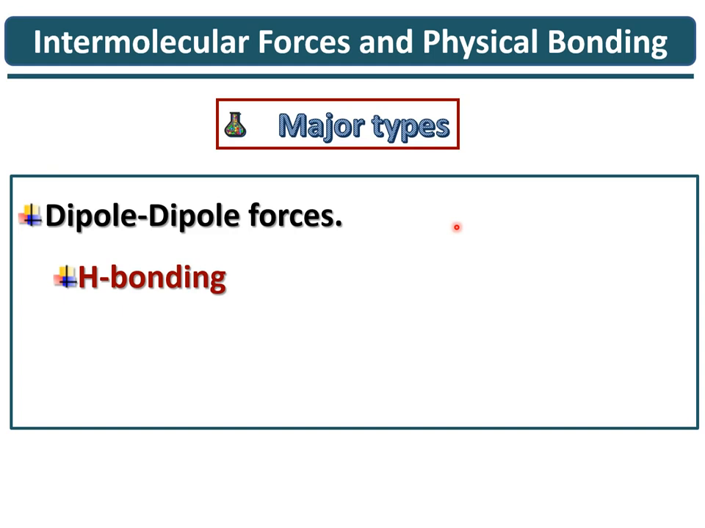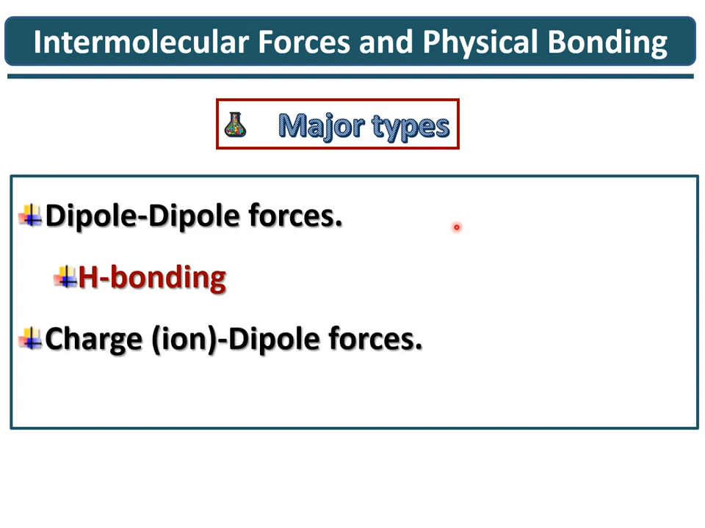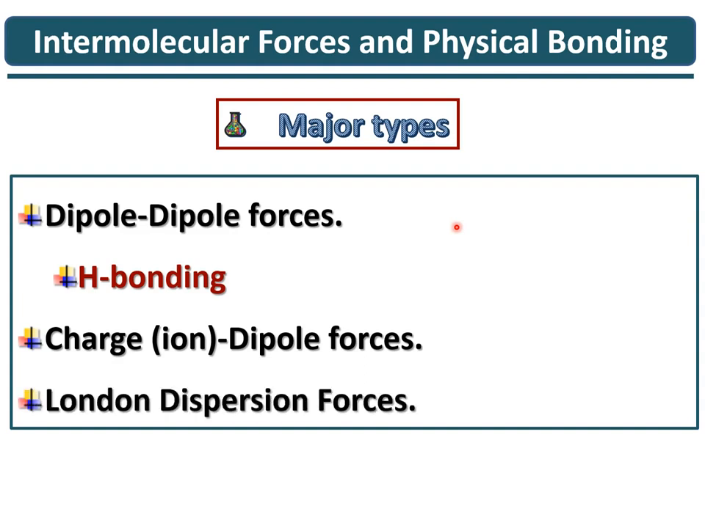The other type is the charge or ion dipole force. When you have a dipole and you have an ion or a charge, the attraction forces will be called charge dipole forces. The third one is London dispersion force. So let us talk very quickly about the first class, dipole forces.